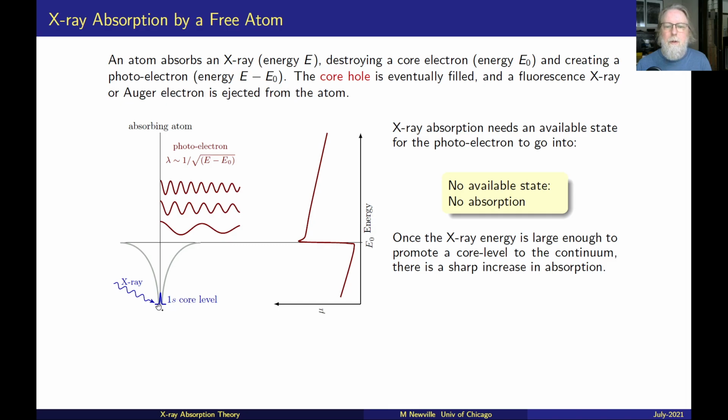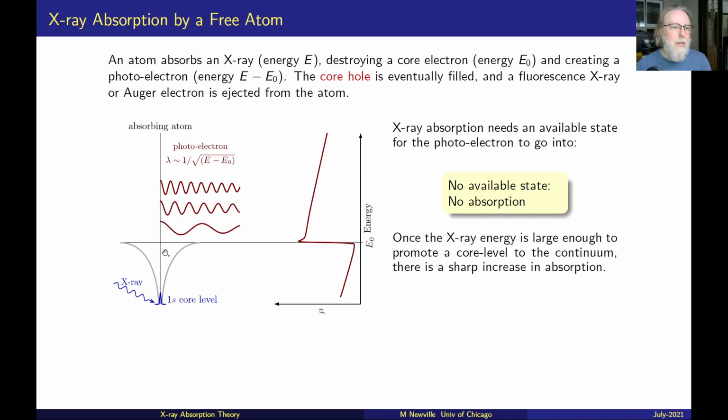The X-ray gets absorbed, the 1s core level gets destroyed, and an electron of p type gets created. And so there needs to be an empty p state for that photoelectron to go into. If there's not an empty p state, it won't be promoted out of the core. That actually goes to explain quite a bit of XANES as you adjust the Fermi level, or the continuum level for that atom.